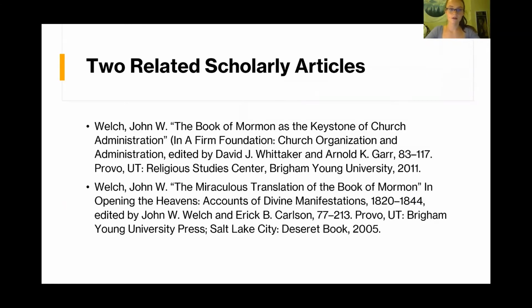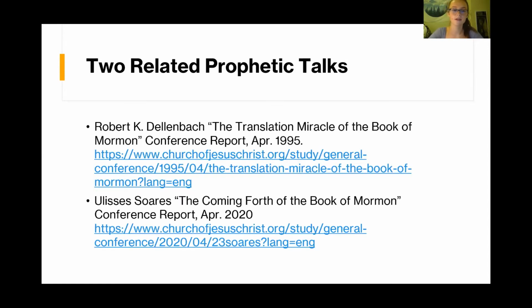Two of my related scholarly articles were both by John Welch. One was the Book of Mormon as the keystone of the church administration, and the other was the miraculous translation of the Book of Mormon. Both were super interesting because they talked a lot about how the Book of Mormon is the keystone of the church and how we base a lot of our practices and most of our beliefs off the Book of Mormon, and the translation of it specifically, and how miraculous and divine that truly was.